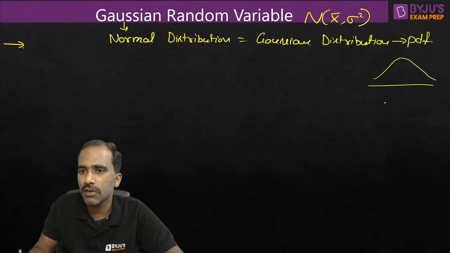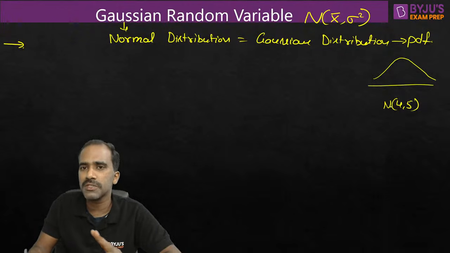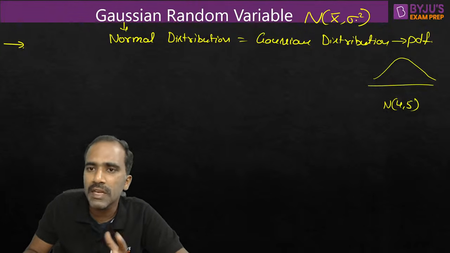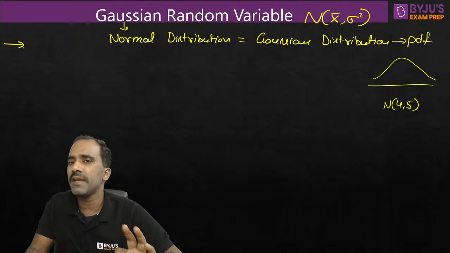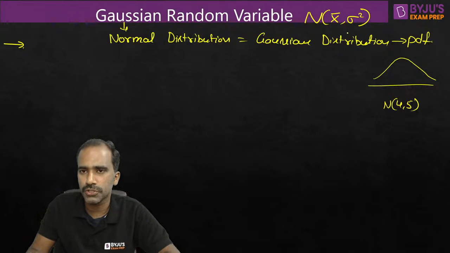If somebody says N of 4 comma 5, that is all the information about the Gaussian distribution. There are only two important pieces of information about a Gaussian distribution: one is the mean value, the second is the variance. If you know the mean and variance, then you can find every detail about the Gaussian distribution. Only these two parameters are sufficient to understand everything about it.